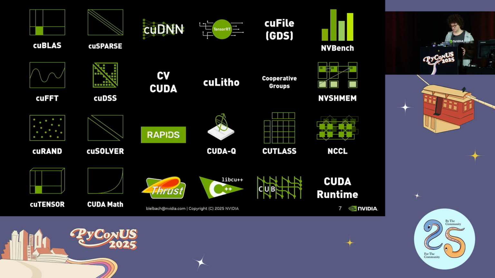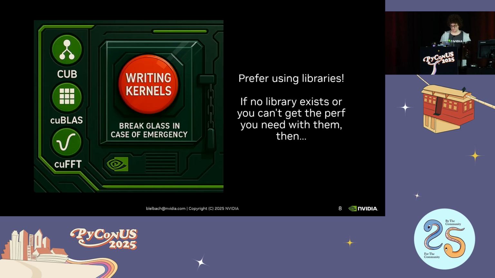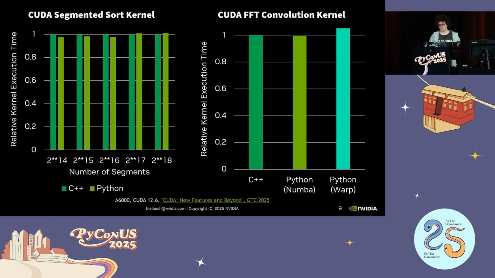But sometimes there's no library that does what you need, or you've tested and found that you can't get the performance you need with the libraries that do exist. And that is when you should consider writing your own GPU kernels. The good news is that now you can write those kernels in Python and get the same performance that you'd get writing native code with CUDA C++.